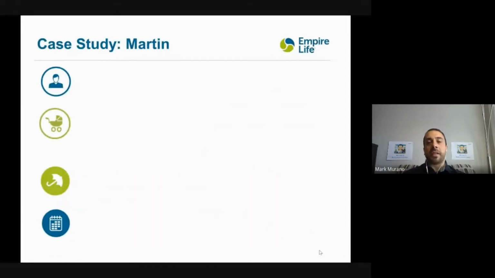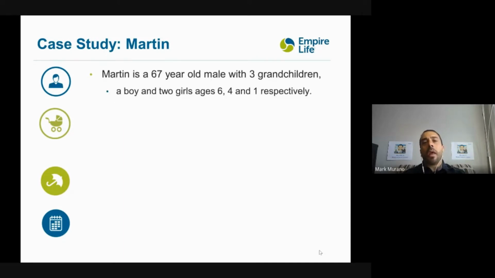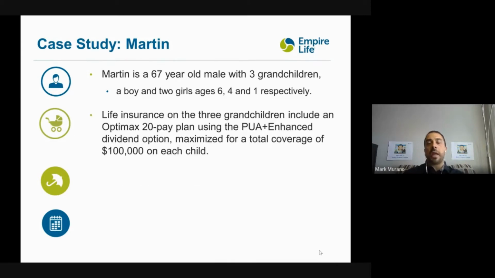So this is the basic illustration that we have in our concept pieces, our marketing pieces that are available to you. We have used Martin as a case study. Martin, to give you an example of the insured annuity, is a 67-year-old grandparent of 3 grandchildren, a boy and 2 girls. They're 6, 4, and 1. He's a believer in insurance, and has decided to buy a 20-pay OptiMax, where he's using paid-up additions and enhanced dividend coverage to buy $100,000 per grandchild.